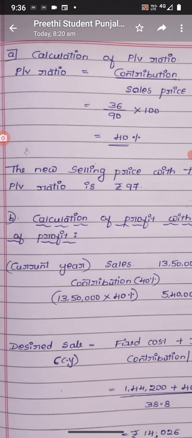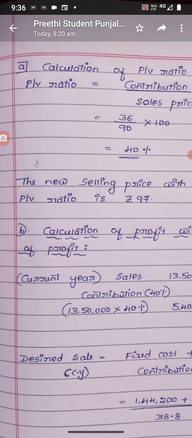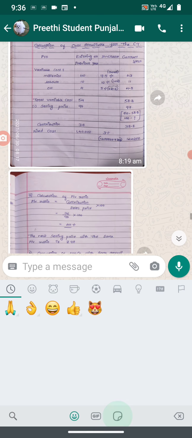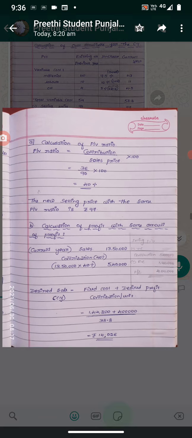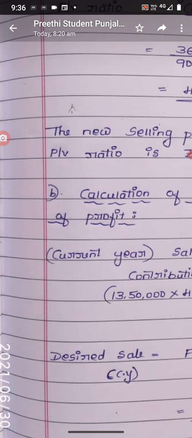Of previous year, if you see, 36 is the contribution, 90 is the sales price, and 40% is the contribution. And they told the selling price with the same PV ratio is 97 rupees. So they want the same PV ratio, so you need not calculate. Even if you calculate, 38.8 divided by 97, you get the same percentage of 40. Okay, 40%, not rupees, 40%.